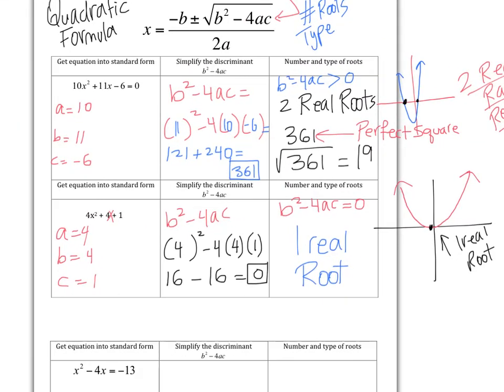If I try to calculate the discriminant and I see that it is greater than 0, it means I have two real roots. And if the number is a perfect square, it means I have two real and rational roots. If my discriminant is equal to 0, it means my parabola is going to be sitting on the x-axis, so I only have one real root, which is the vertex.